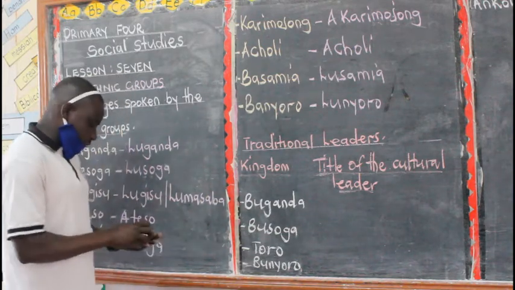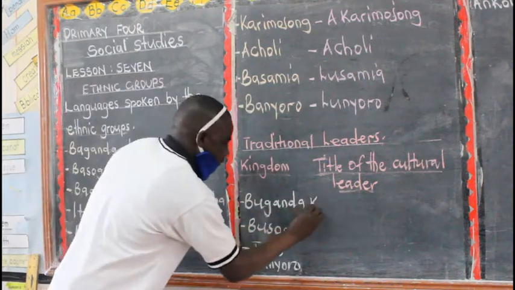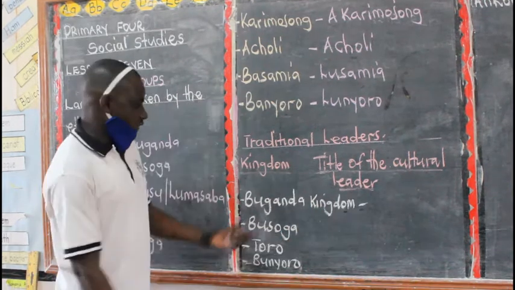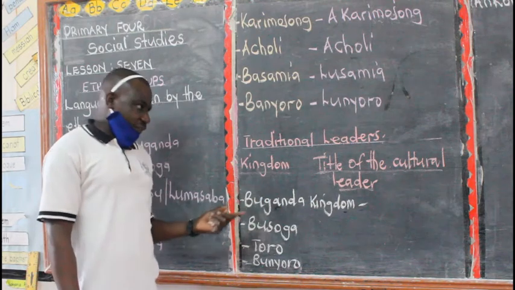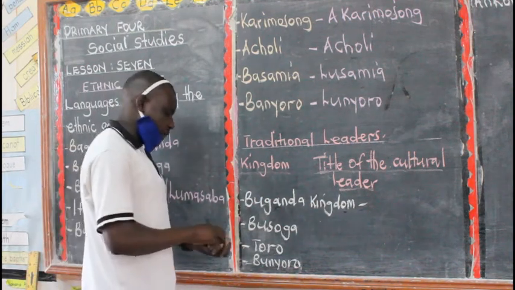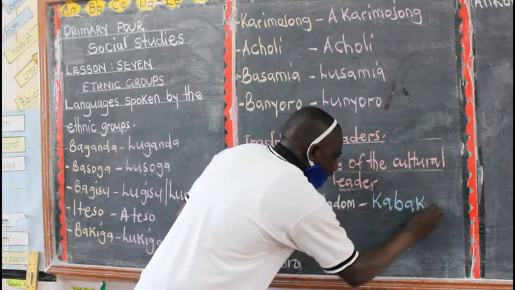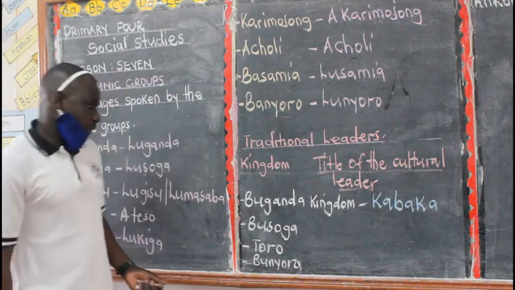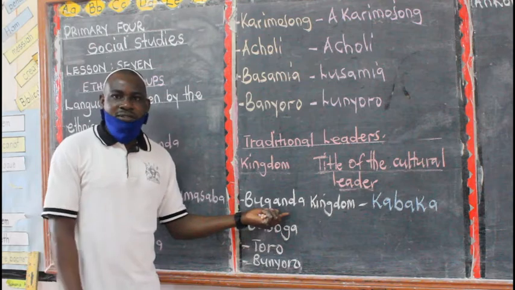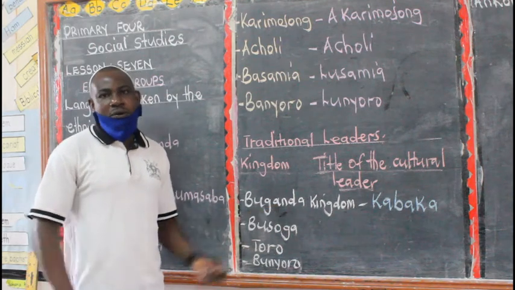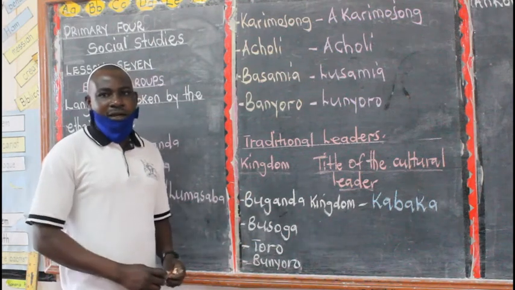Like an example, if you look at Uganda as a kingdom. So if you look at the examples of kingdoms in Uganda, one, we are talking of Buganda kingdom. What title is given to the king of Buganda? The title given to the king of Buganda is Kabaka. Now where do you find Buganda kingdom? Buganda kingdom is located in the central part of Uganda. And Buganda kingdom is the largest kingdom in Uganda.